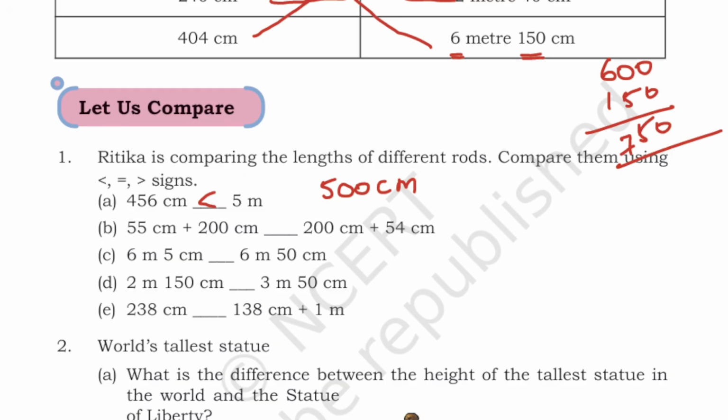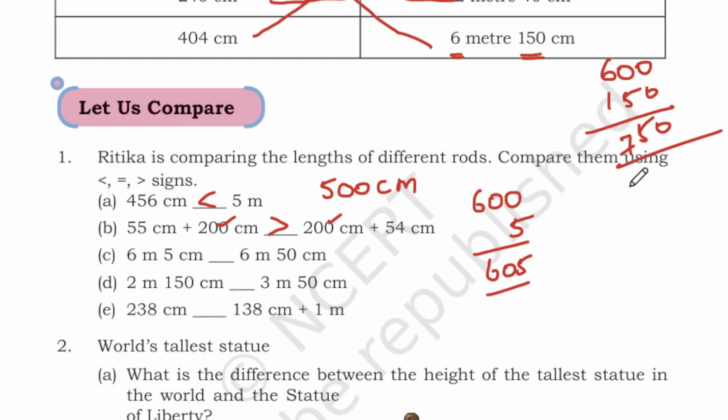Next. So next we have 200 centimeter plus 55 centimeter and 200 centimeter plus 54 centimeter. So 200, 200 here are equal, but here we have 55 centimeter, which is greater than 54. Okay, next we have 6 meter and 5 centimeter, and 6 meter and 50 centimeter. Let's convert this into centimeter. 6 meter, when you convert into centimeter, you will get 600 centimeter. So we have 5 centimeter, so this is 605 centimeter.